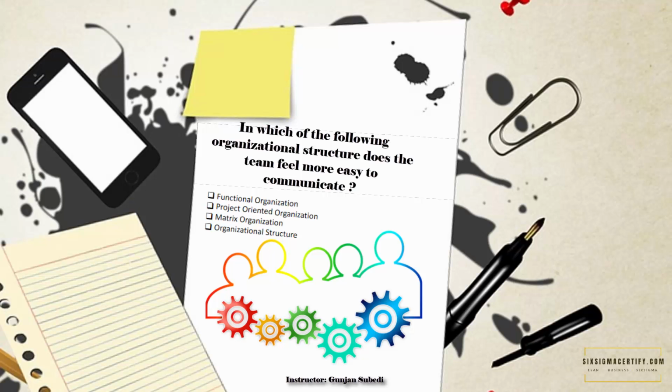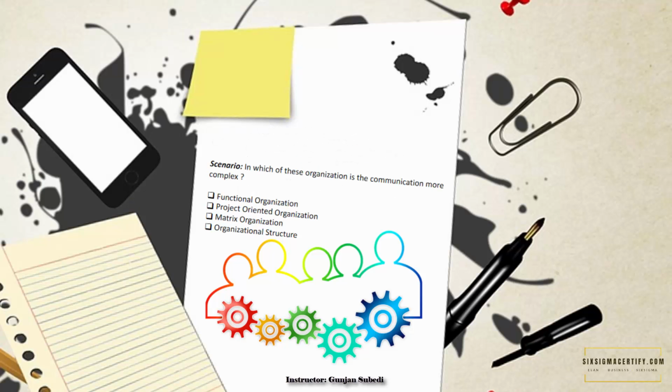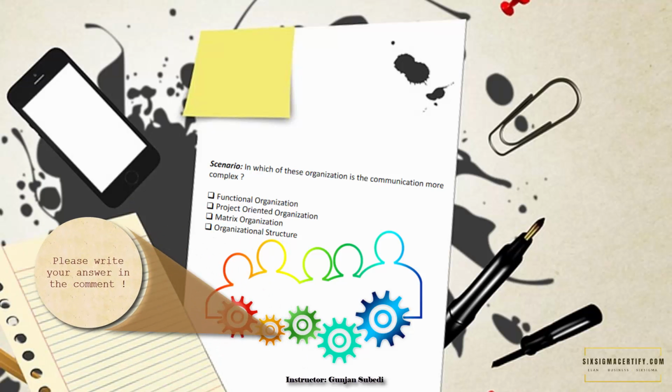Yes, as we mentioned before, it is the functional organization. A similar question for you. In which of these organizations is the communication more complex? Is it a functional organization, project-oriented organization, or is it the matrix organization? This is quite easy. I'll check the answer of this in the comment box.